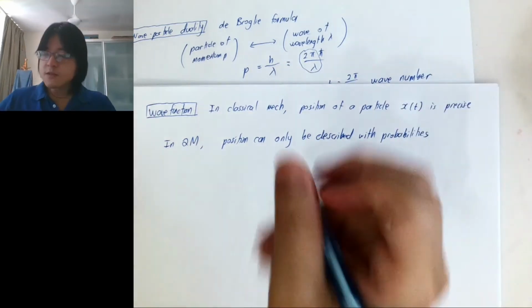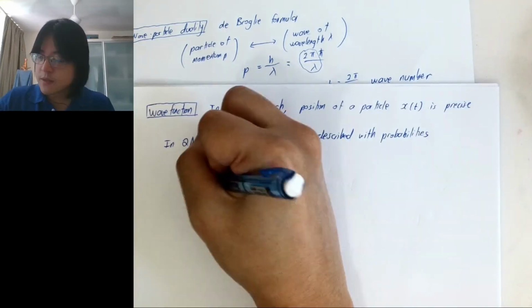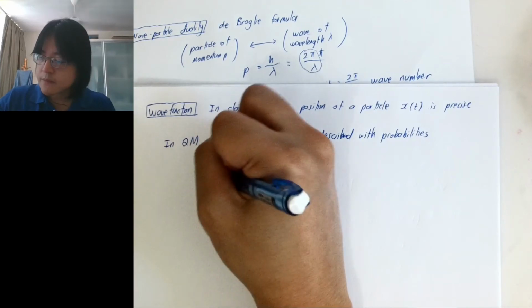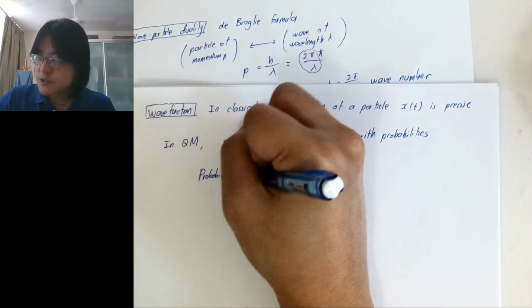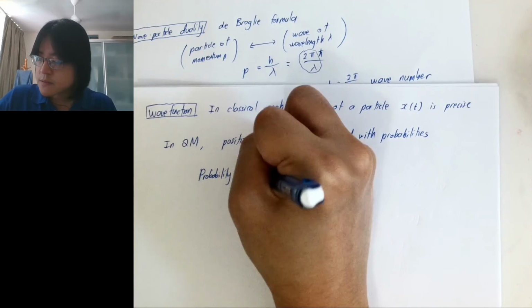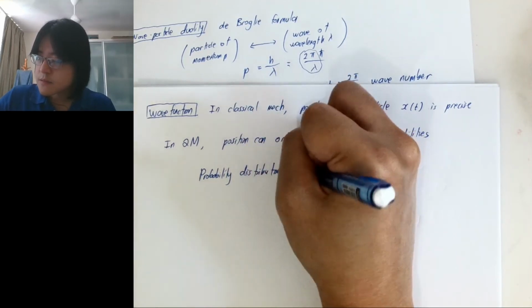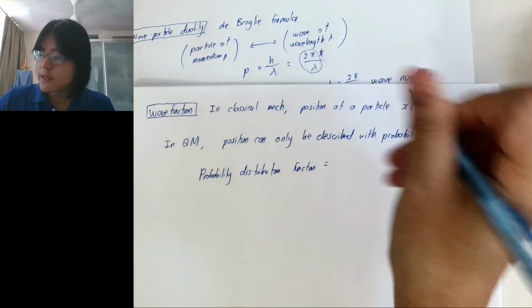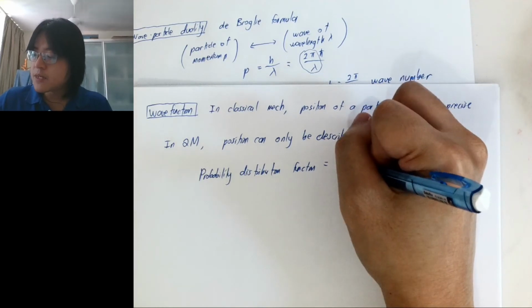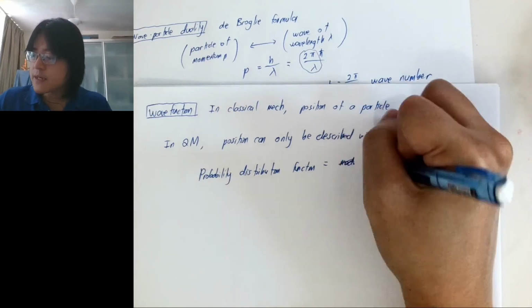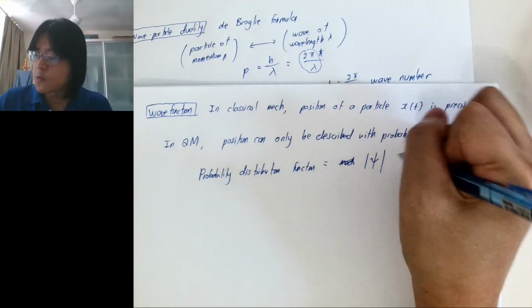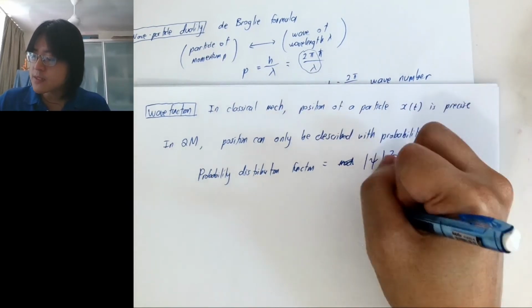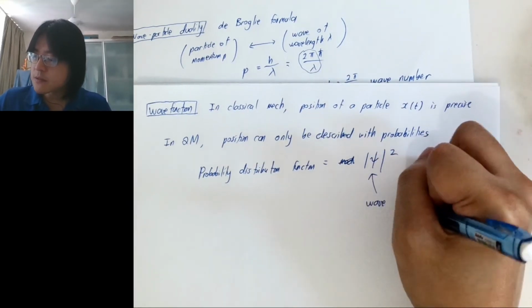Okay, so how do we get the probability? So the probability distribution function is the modulus square of the wave function, right? So this is the wave function.